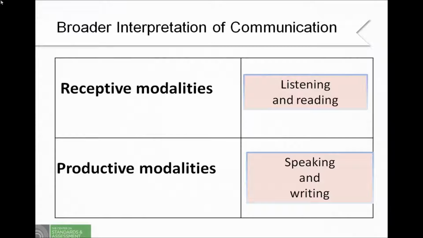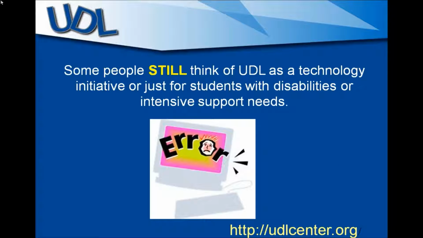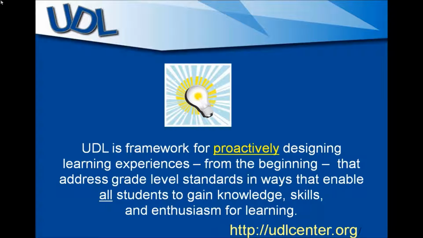So what I wanted to do at this point is talk about some of the intersection we're seeing between the EL community and also the Universal Design for Learning community. I was just at a meeting where the folks from CAST, the Center for Assistive and Special Technologies, and from the Universal Design Center were there. We had a nice conversation, and they were saying, can you pass on these messages that some folks still think of universal design as a technology initiative, or just for students with disabilities and intensive support. But it's really more of a framework for proactively designing learning experiences from the beginning. And it's enabling for all students so that they can gain the knowledge and skills and enthusiasm for learning.